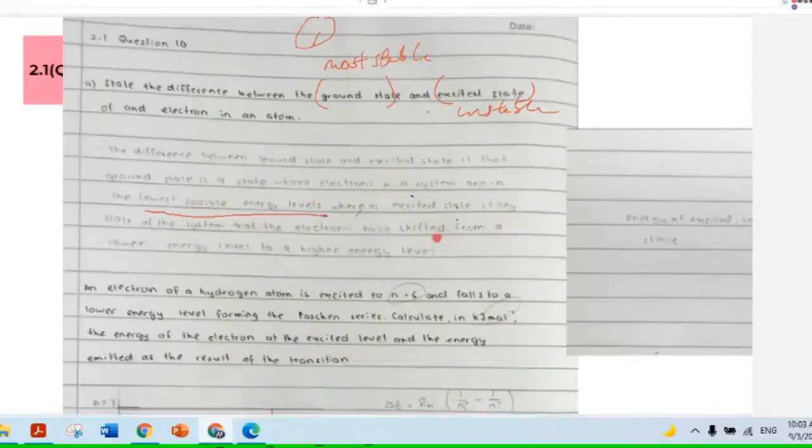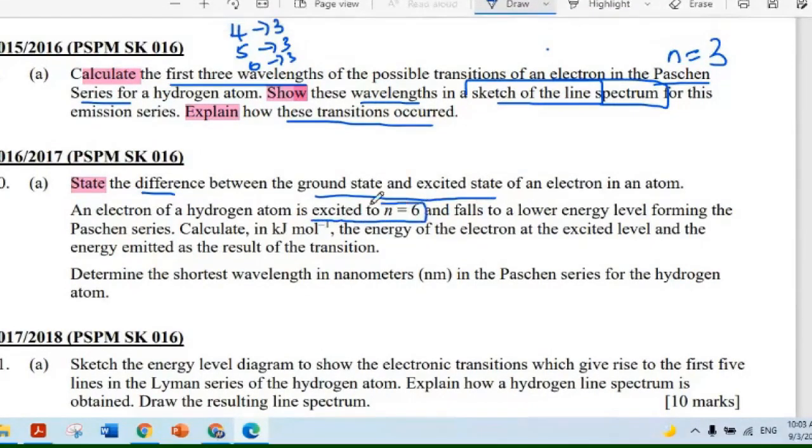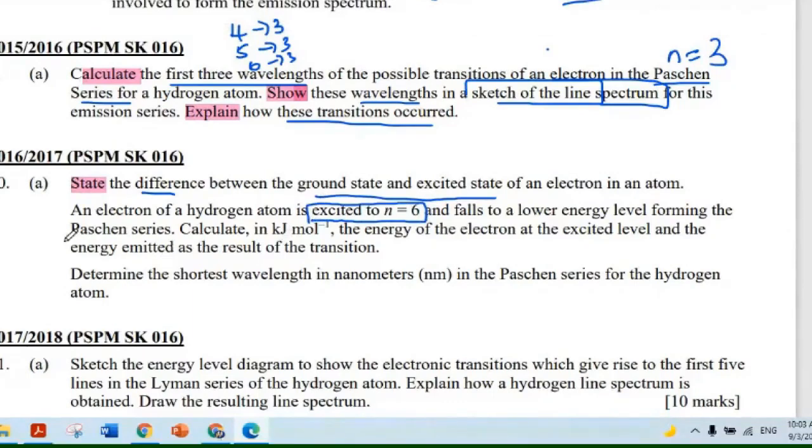Okay, B. Sambung dulu. Raya sambung. Okay, B, dia tanya apa pula? Dia tanya energy of the electron at the excited level dengan energy emit as the result of the transition. So dari sini apa yang you tahu?